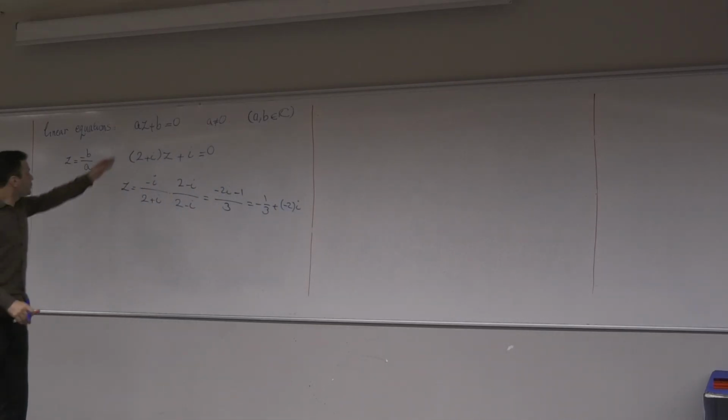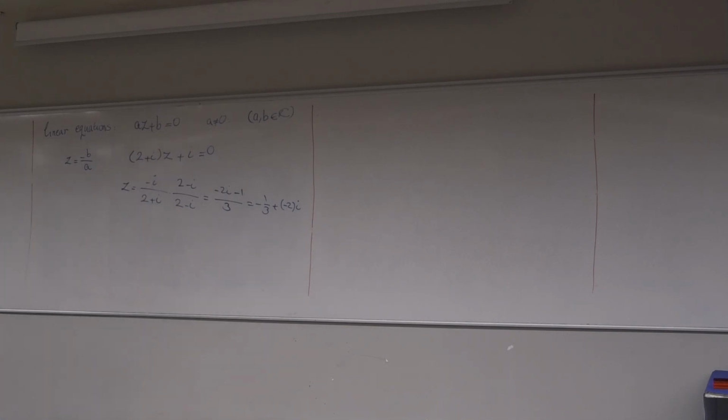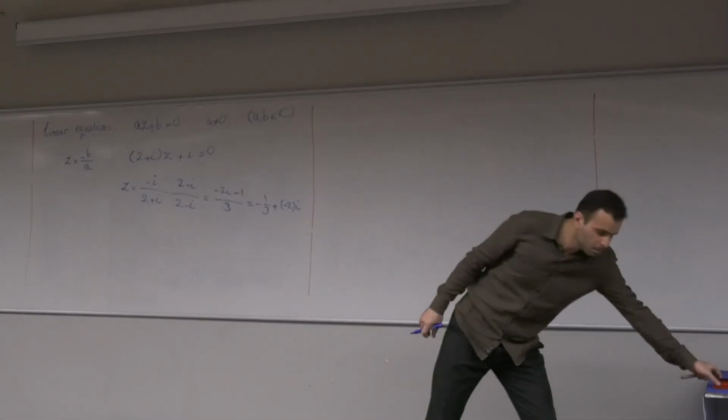Okay? So for any linear equation, we can always find a unique solution for it. Okay? What happens if we have quadratic equations, which means equations of this form?